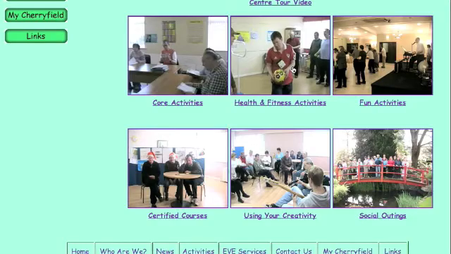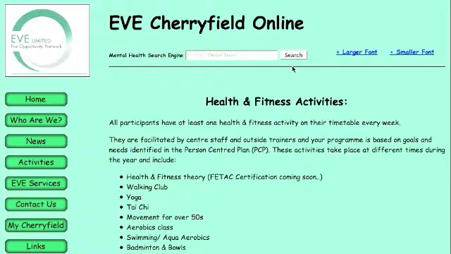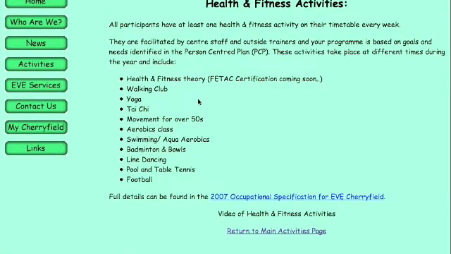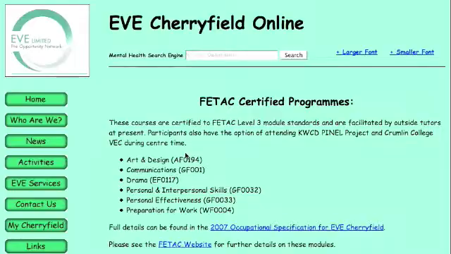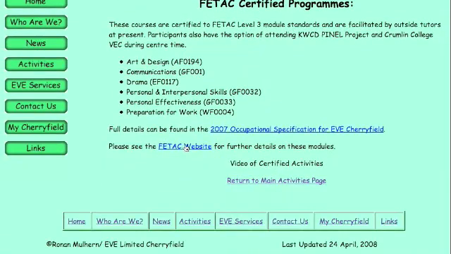So let's have a look at health and fitness, for example. That gives you all information on health and fitness, and you can just go back to the main activities page. Same with certified courses. We'll tell you all about our FETAC courses. There's a link to the FETAC website in there. All of these activity pages give you a link to the occupational specification, which we'll talk about a little bit later on as well.